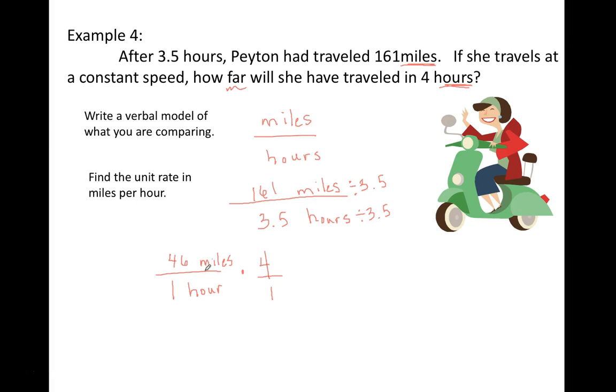So 46 times 4 would give me 184 miles over 1 times 4, 4 hours. And that's our answer, is that she can travel 184 miles in 4 hours.